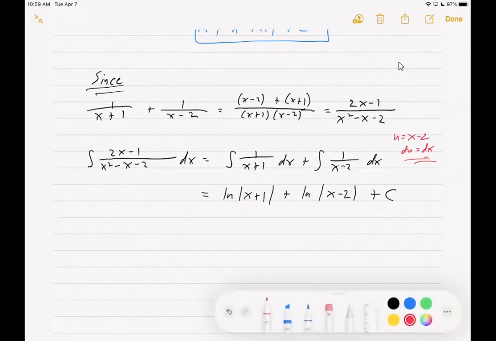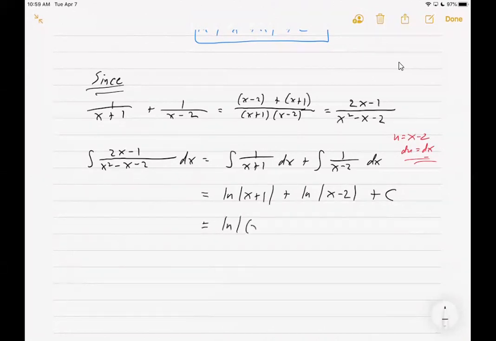Now remember, we can apply rules of logarithms. So this will condense down to ln of the absolute value of x plus 1 times x minus 2 plus c, which will reduce to the natural log of, we can take the product of those, x squared minus x minus 2 when we FOIL it, plus c. Okay, so you can see that's just the denominator of what we had above, all right?